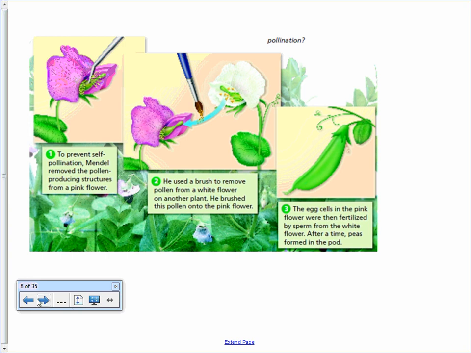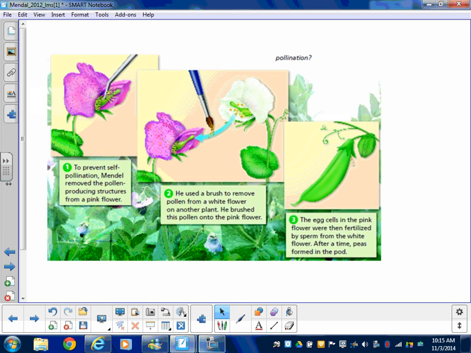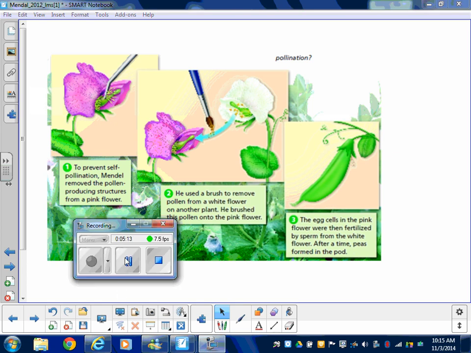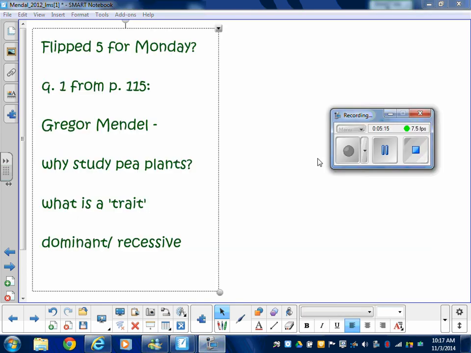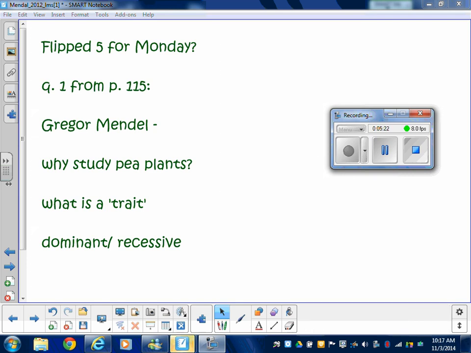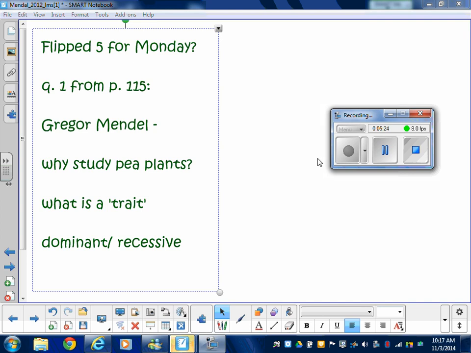So why did he use pea plants? Easy to observe traits, short lifestyle, he could control the pollination. Three big reasons. And that very quickly has brought us to the end of our first flipped 5. Gregor Mendel. Why did he study pea plants? What is a trait? And tomorrow we will move into dominant recessive and the very interesting patterns that Gregor Mendel saw.